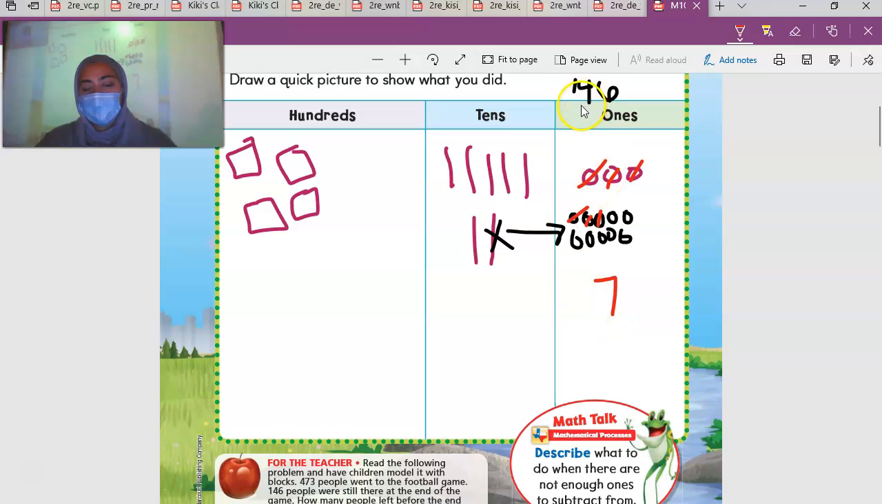Now I have to do the tens place. Take away how many tens? 4 tens. 1, 2, 3, 4. How many tens are left? 2. Then hundreds. How many hundreds are in 146? 1. So you're taking 100 away. Now how many hundreds are left? 3. Good. 3 hundreds. So what's your answer, class?